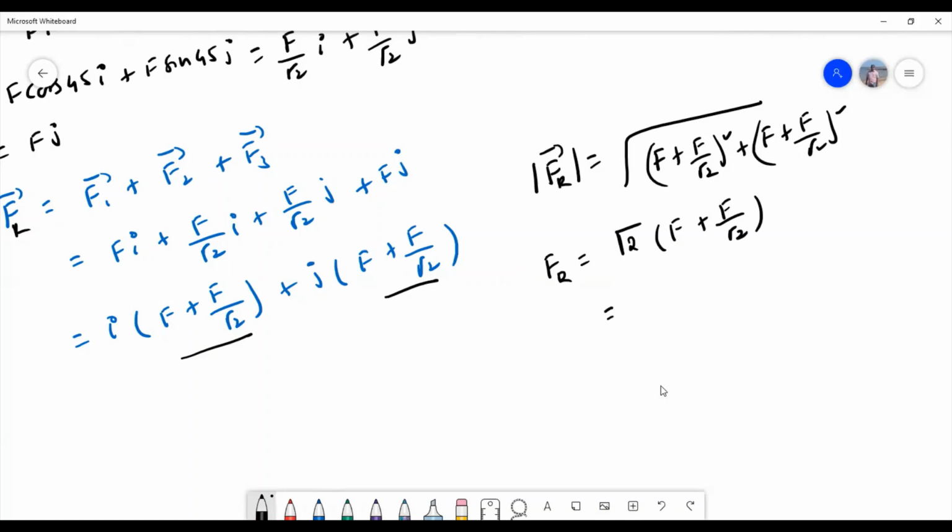So if I multiply this, you can take LCM, root 2 F into root 2 plus 1 by root 2. So this root 2 cancels. So the answer is (root 2 plus 1) into F.